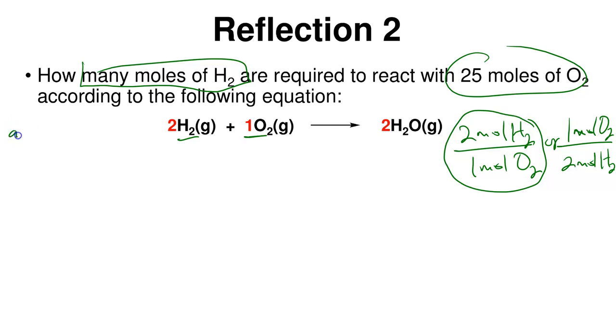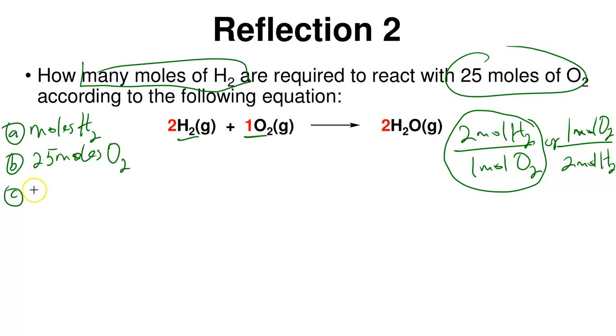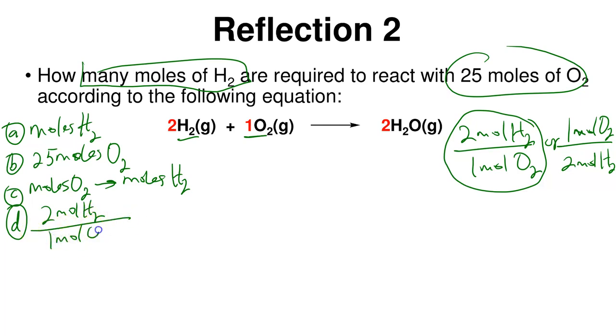All right, so let's write out everything. First, we're asked to find the moles of H2. Next, what are we given? 25 moles of O2, of oxygen. That is given right there. Third, what is our path? We're going from moles of oxygen to moles of hydrogen. And then we already wrote out our conversion factor. We're going to be using this one, so it's going to be 2 moles of hydrogen divided by 1 mole of oxygen.